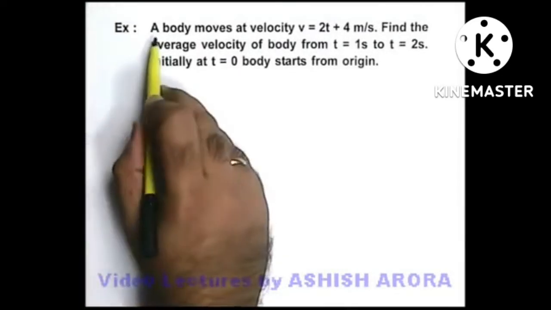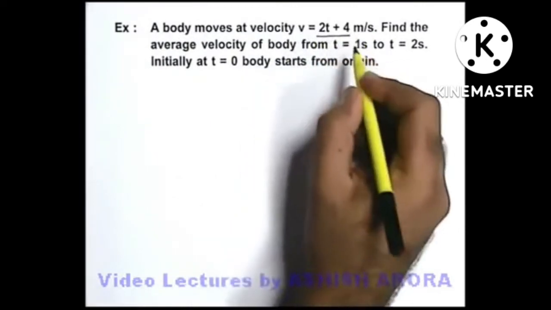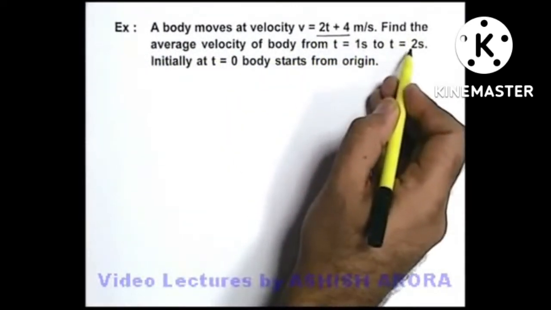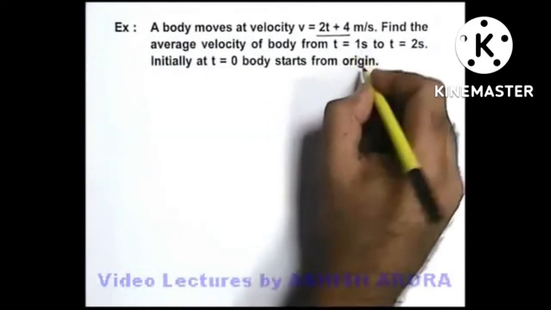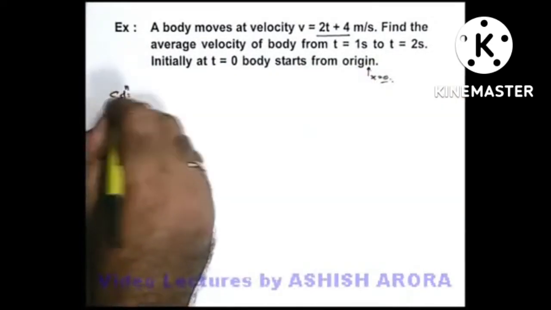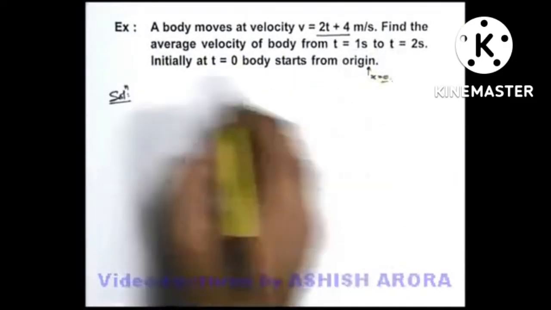In this example, we are given that a body moves at a velocity of v equals to 2t plus 4 meters per second, and we are required to find the average velocity of the body from t equals to 1 second to t equals to 2 seconds. We are also given that initially at t equal to 0, the body starts from the origin, that is x equals to 0. Now in this situation, if we are required to find the average velocity, we need to find the position at 1 second and 2 seconds.